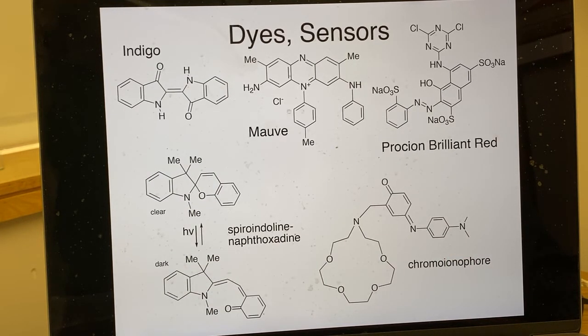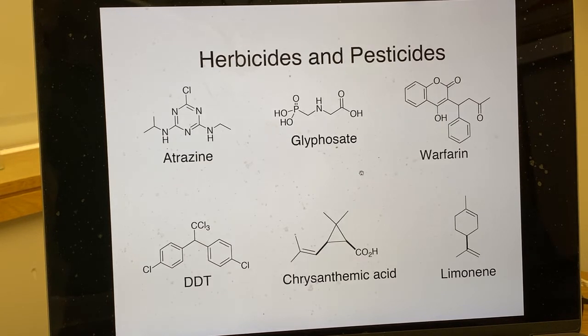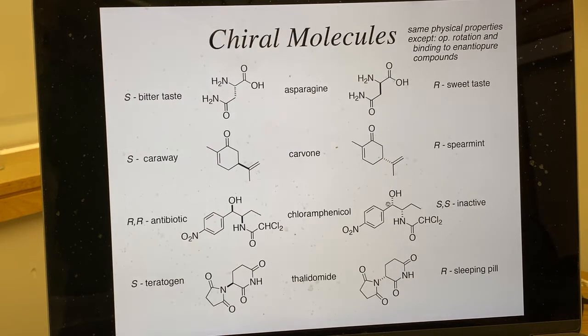Dyes and sensors have different colors associated with them, can respond to light and change their shape and appearance, and can sense different metals, different things. I don't need to give you a lot of details here, but flavors and fragrances, maybe you can see a favorite one there, I don't know. Herbicides and pesticides, and of course drugs. We'll point out some of these as they relate to the different principles we'll cover in class.